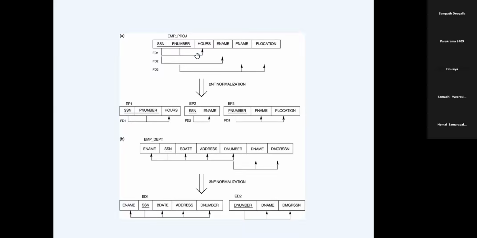So let's look at how we are going to break these functional dependencies. We put social security number, project number, and hours into a separate relation. Similarly, we can take social security number and employee name, and the project name and location based on the project number. And this is how we can separate the relations. Now they are normalized.